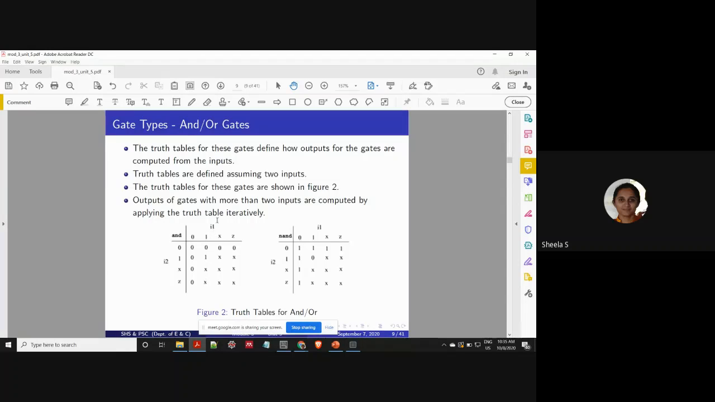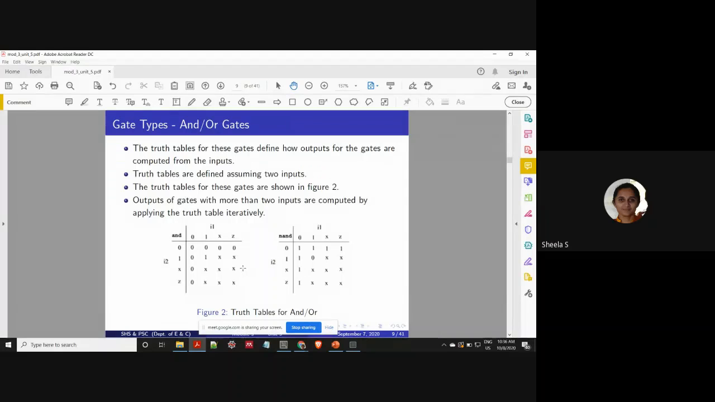Okay, let us consider input I1 is equal to 1. Then if the input I2 is 0, the output is 0. If the input I2 is 1, the output is 1. Apart from that, if the input I2 is either X or Z, the output will be X only. And you can see in these two truth tables, this represents the output and this represents the input, isn't it? So whatever the combination, you will not get Z in the output.